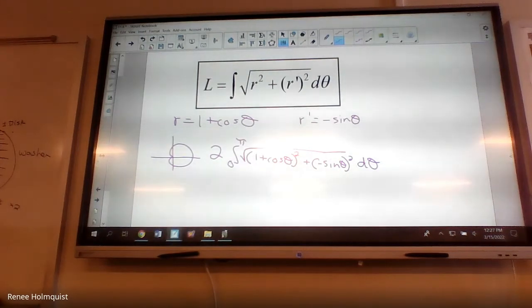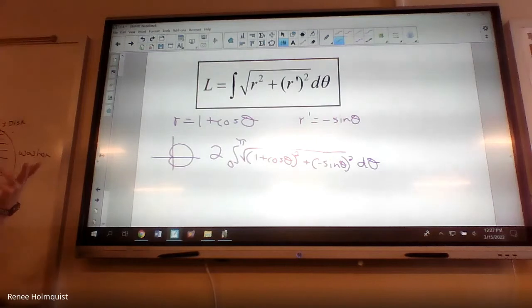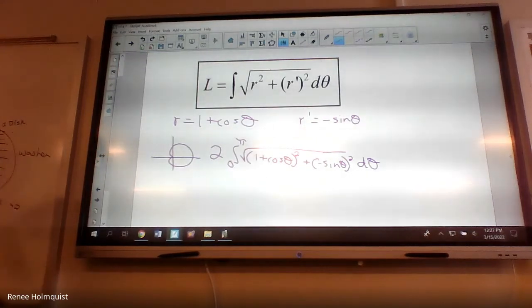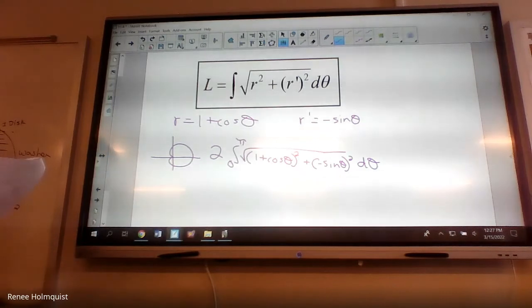So as you're prepping for your AP test, just make sure you have your 3 arc lengths. They're all very similar with each other, but make sure you know all 3 of them.